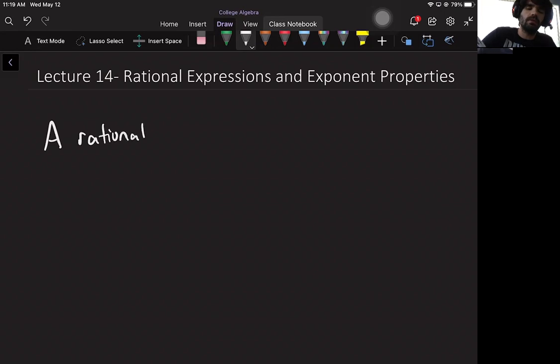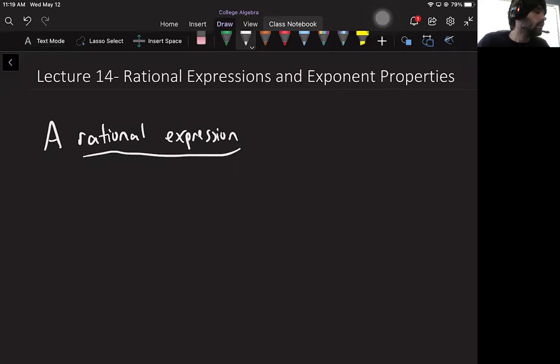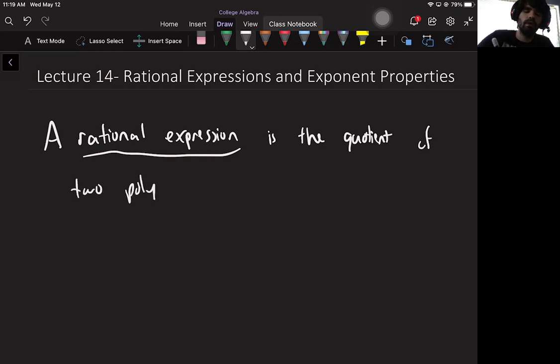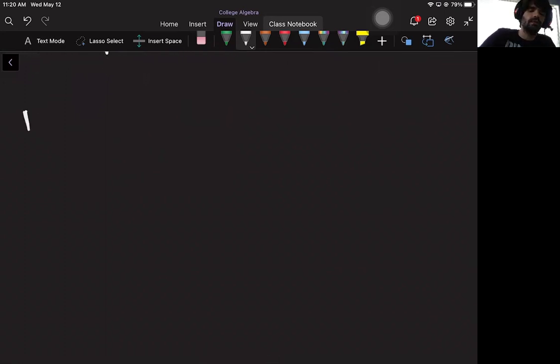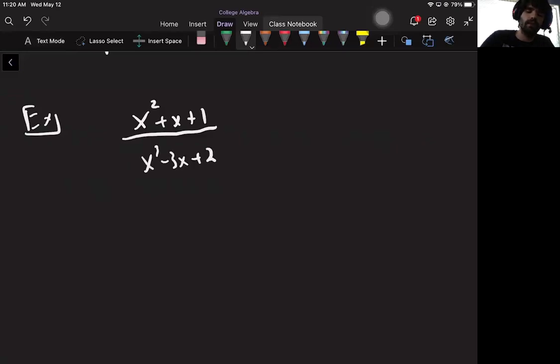So what are these things? A rational expression. Well, rational means fraction. So it's going to be a fraction. It's the quotient, another fancy way to say fraction, of two polynomials. Remember, those are powers of x added together with numbers multiplied to them. So let's just jump into seeing some examples. So all I need is one polynomial divided by another polynomial. So that counts as a rational expression.